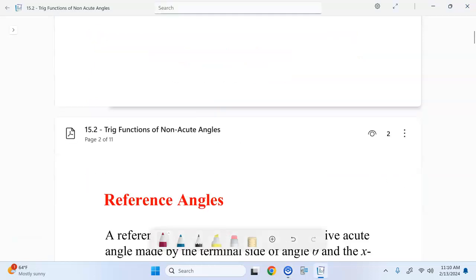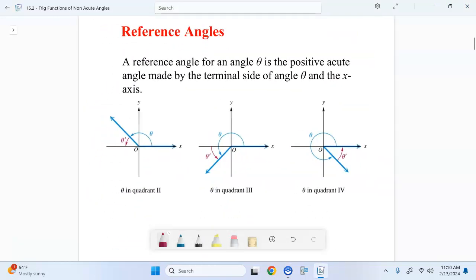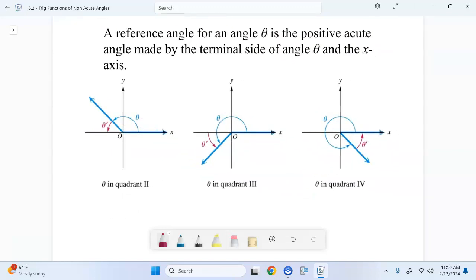The reference angles will allow us to use our special right triangles to find the trigonometric functions for non-acute angles. Because right now all we can do is find the function values for 30 degrees, 45, 60, and then anything that is on an axis, 90 degrees, 180, and so on. So we can expand that repertoire through the use of reference angles.